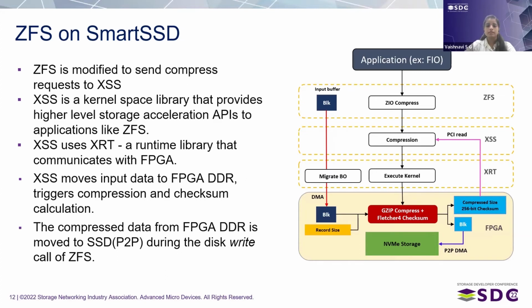First, a buffer object is created by XSS corresponding to the input data. This buffer is allocated in the FPGA DDR and mapped to the host buffer in ZFS. The input data is then transferred from the host memory to the FPGA DDR using a DMA. XSS allocates another buffer for the compressed data. This buffer only exists in the FPGA DDR because in the P2P flow, the data need not be moved back to the host. XSS then creates a command packet that specifies the addresses of input and output buffers, triggers the HLS GZIP compression kernel, and then waits for the completion. Once the kernel finishes the operation, the compressed data is available in the output buffer.